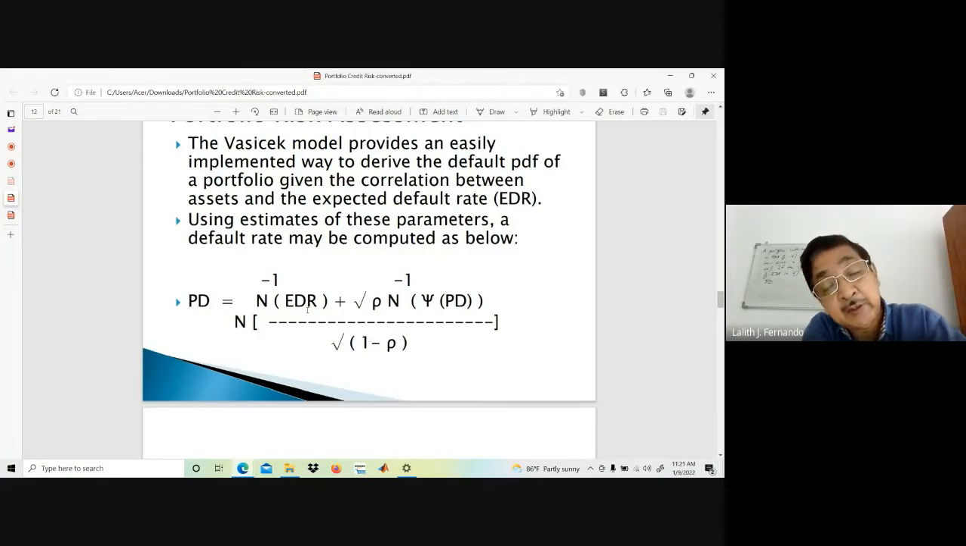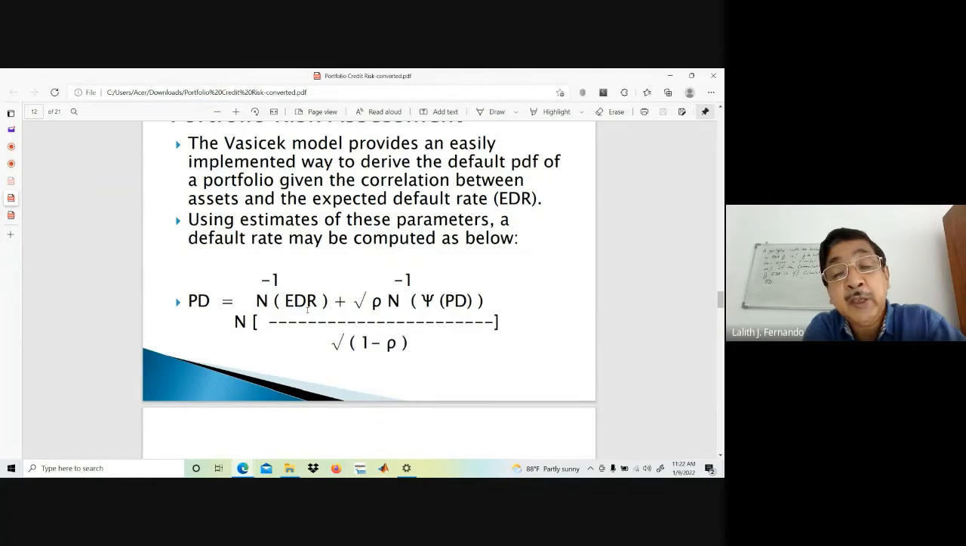Now, since the loan portfolio is a homogeneous one only, you can follow this. Otherwise, you can't. So, what is EDR here? EDR is given in the sum. That is 0.12, n to the power minus 1, and within brackets you can say 0.12. Then plus square root of rho into n to the power minus 1.